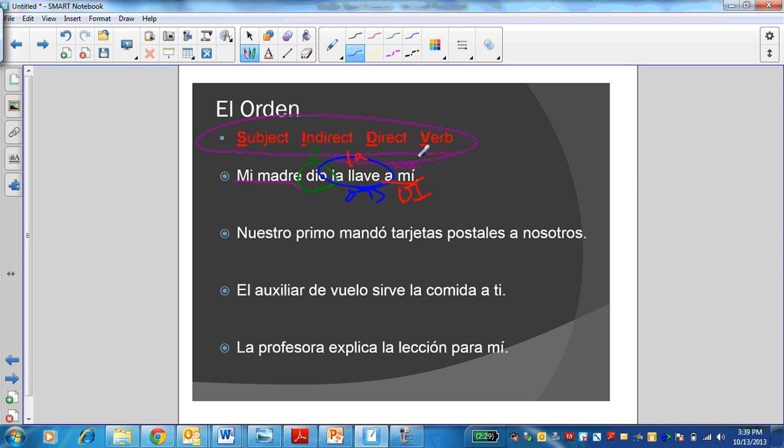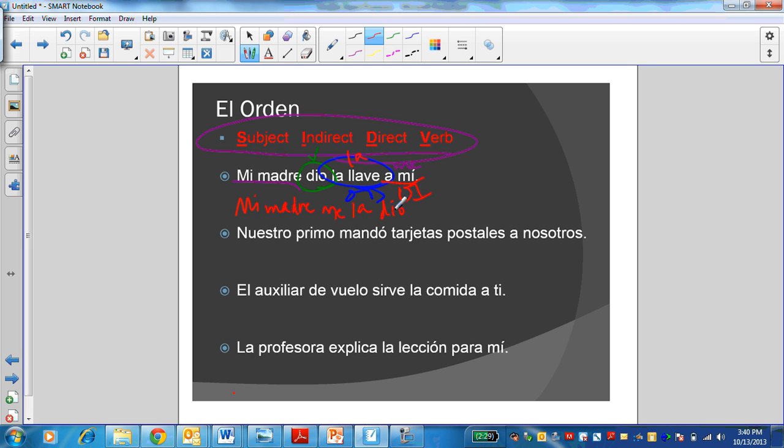So again, Sid Verb. So when I rewrite this, this is going to come out to be mi madre, indirect object pronoun, me, objeto directo, la, verbo, dio. So if I want to say my mom gave it to me instead of my mom gave me the key, you're going to say mi madre me la dio.